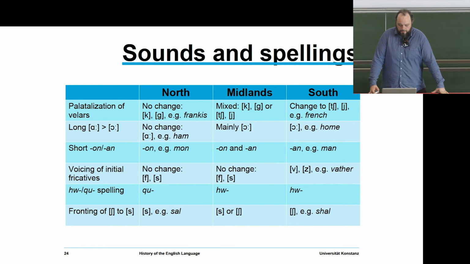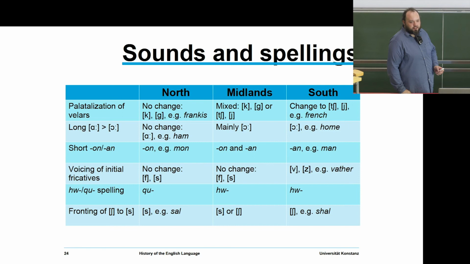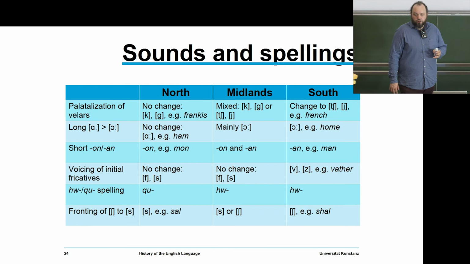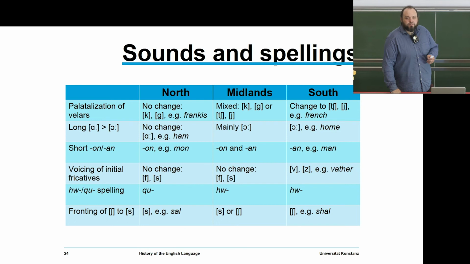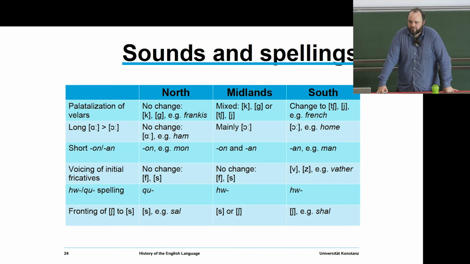The north also has a special spelling with a QU for words that in other varieties end up being spelled with a WH. So words like who, what, when, where. In most of the Middle English texts, they're spelled HW or WH later on. In the north, for some reason, they are spelt with a QU. They're never pronounced like this. This is a purely spelling change, but it's still very noticeable when you have northern texts. Also, early Scots texts look like this as well. It's probably unsurprising that Scots behaves more like Northern English than it does like Southern English.